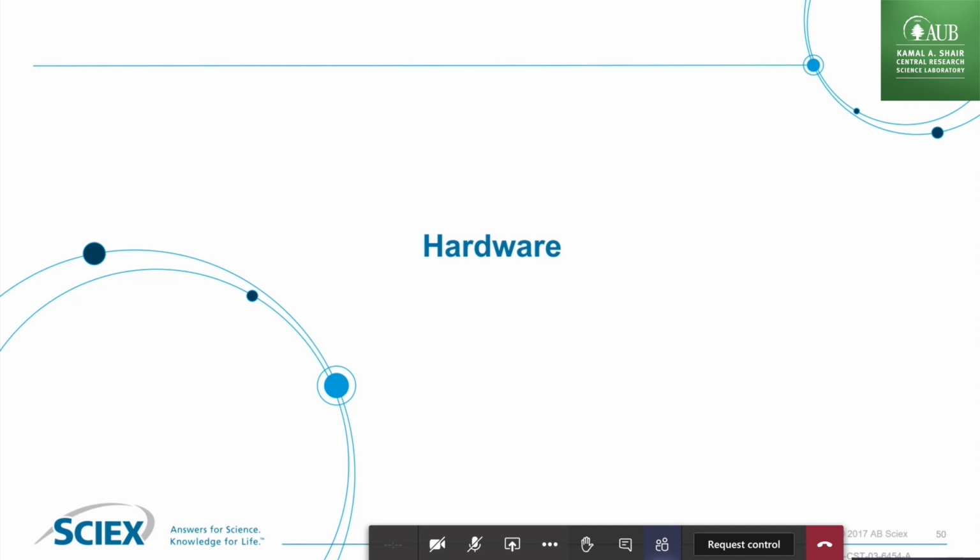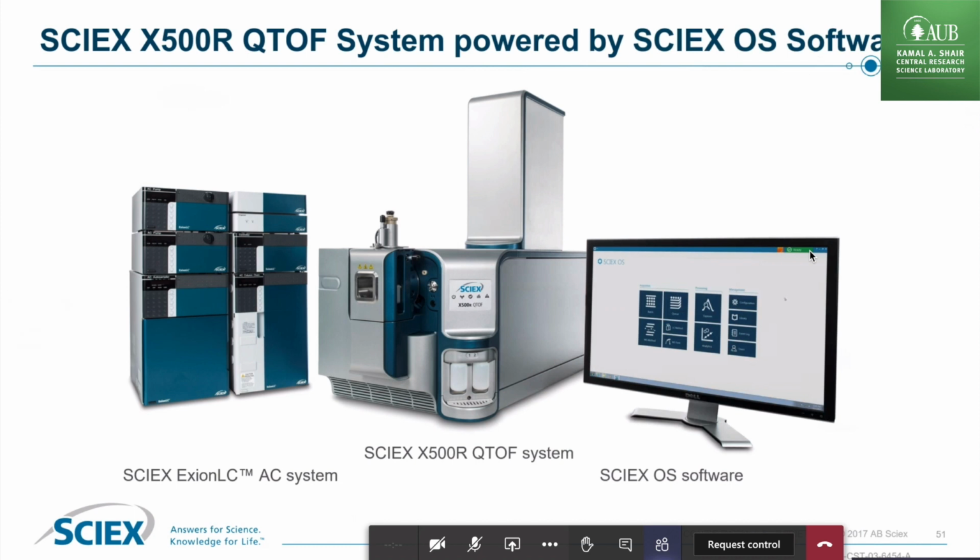Okay, so the hardware now we'll go through. Just take a look at the instruments. You guys can see what it looks like. Probably you've all been in the lab and seen it anyway. So this is the X500R in the center. That's the QTOF. You have the big tube going up. That's got the time of flight chamber in it.